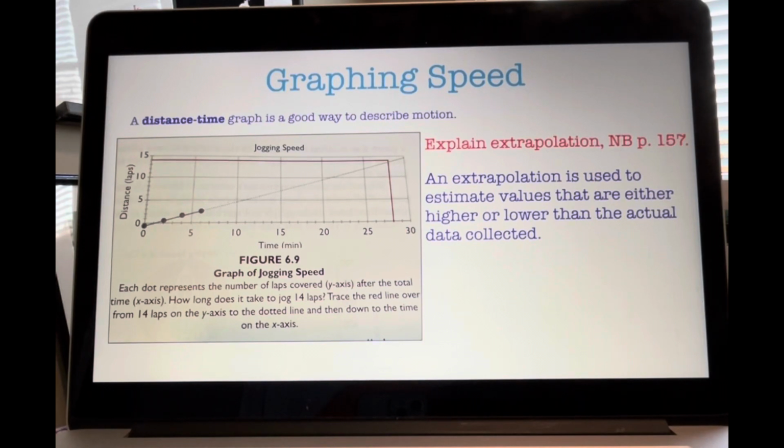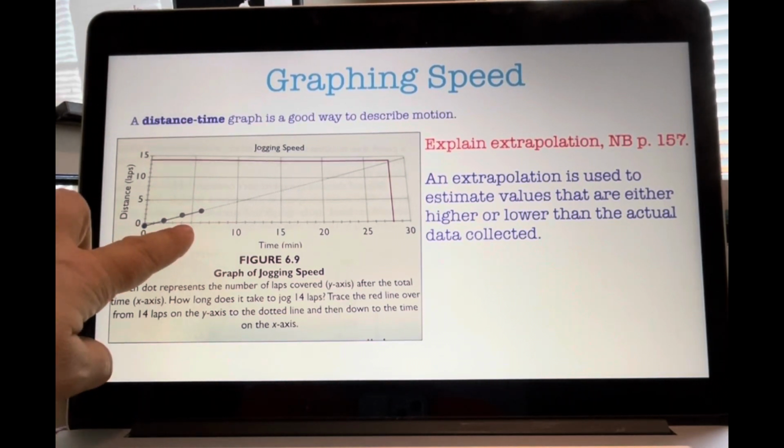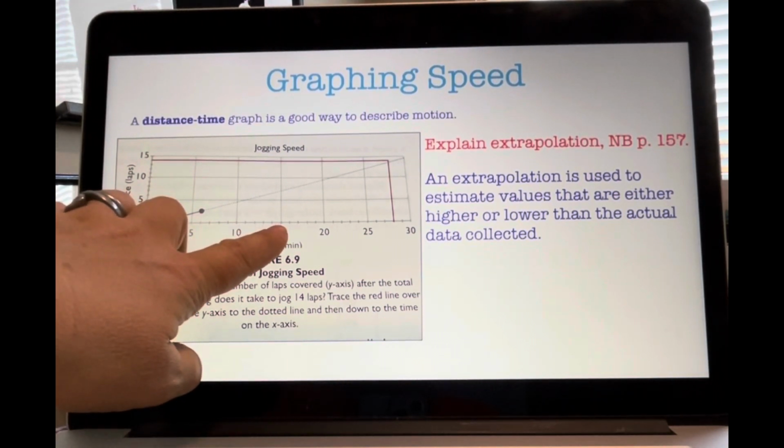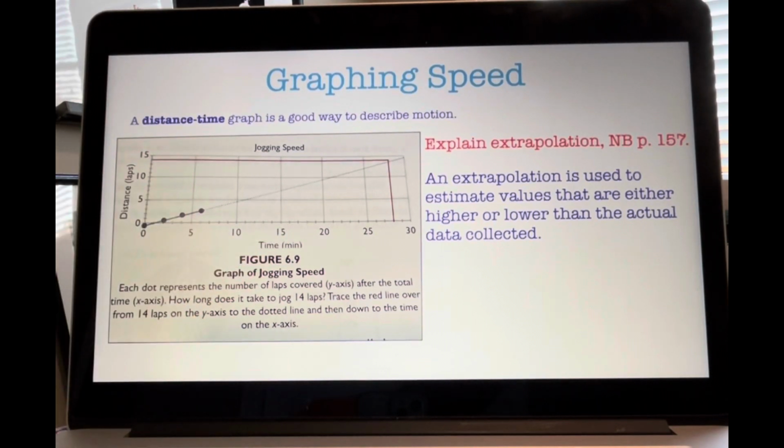Time is marked off along the horizontal or the x-axis in units of minutes. So we have 5 minutes, 10 minutes, 15 minutes, and so on. Notice the 4 points on the graph. There is a point at 0 time right here and 0 distance. At 0 time, you had not yet jogged any distance.